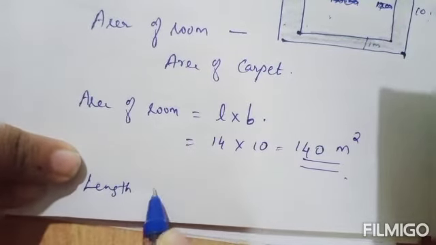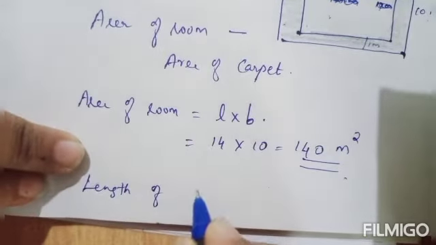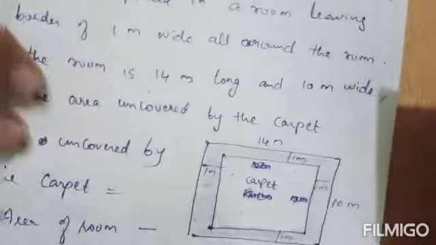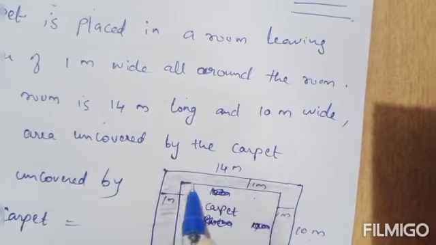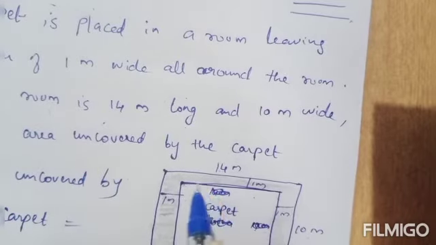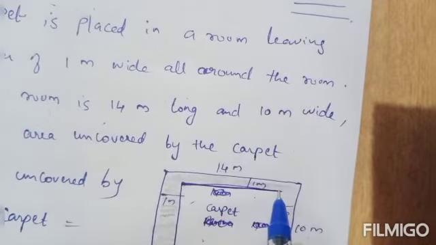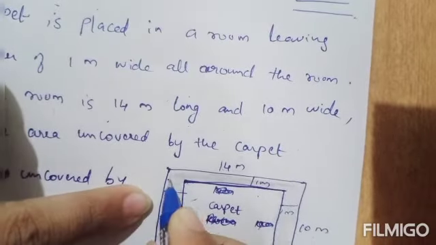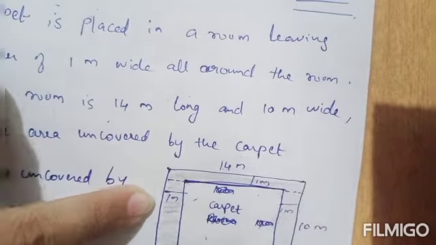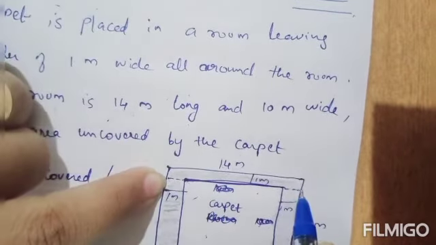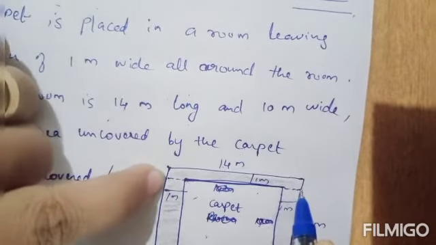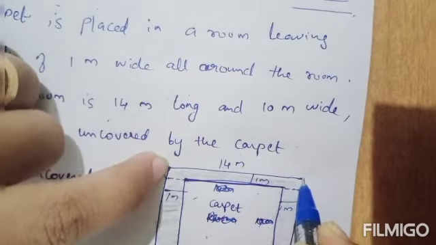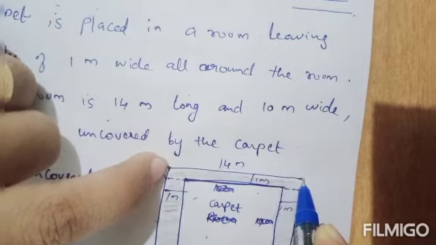Before that, its length and width you need to find. Okay, length of carpet. So here length of carpet means this length you need to find. Okay, this is the length of carpet. So if you extend the length of carpet on both sides, you will get this distance. Okay, and this distance is equal to the length of outer rectangle or length of room.